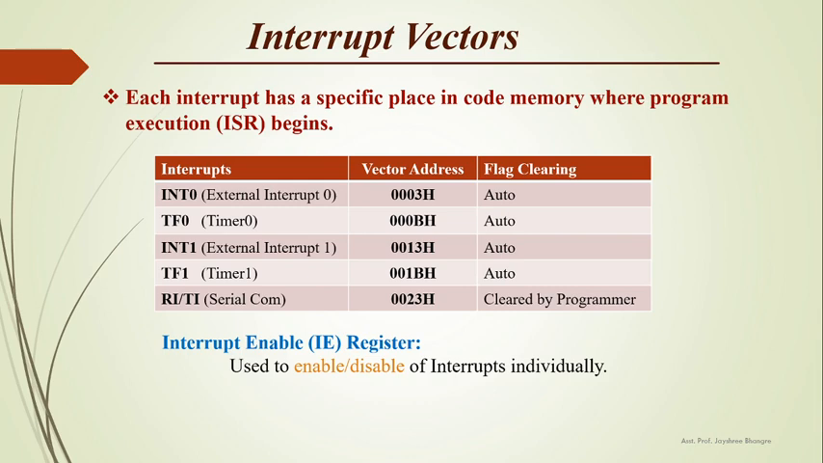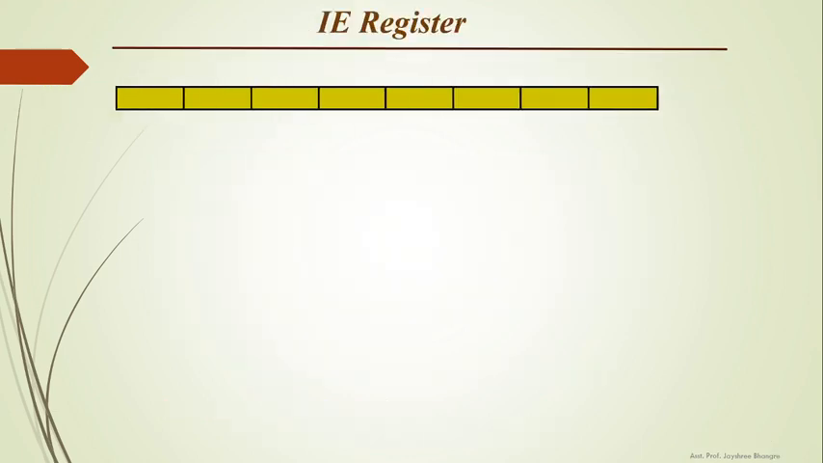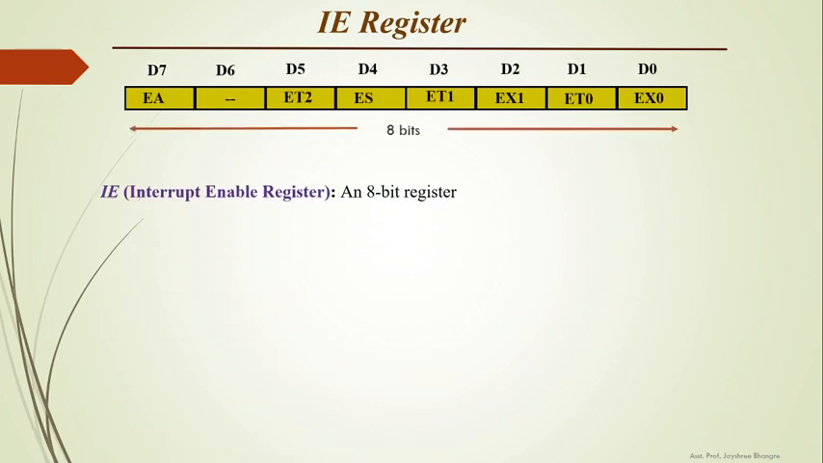And for all these interrupts, the flag clearing is automatic. And for serial port interrupt, that is RI and TI, vector address is 0023H and the flag must be cleared by the programmer. And to enable or disable all these interrupts, there is a register called interrupt enable register. And to change the priorities of these interrupts, interrupt priority register is used. Let's see these registers in detail.